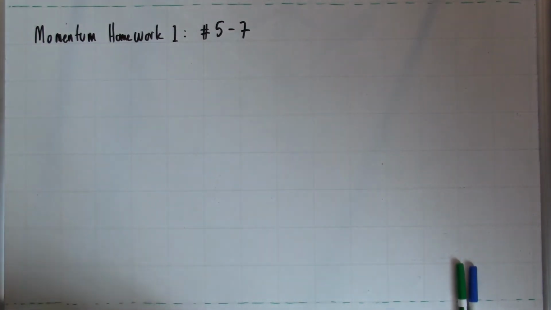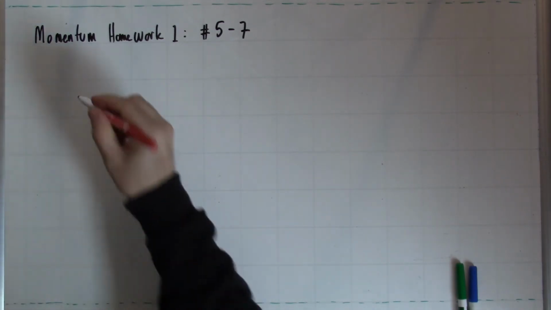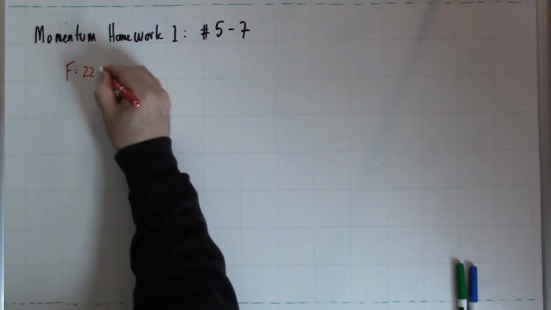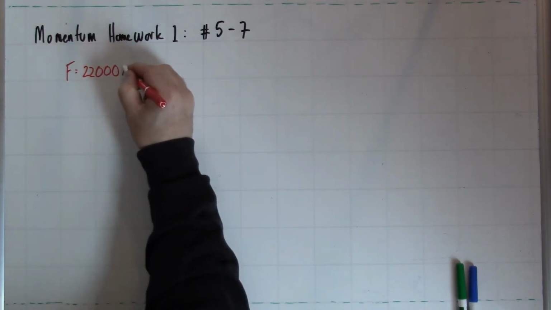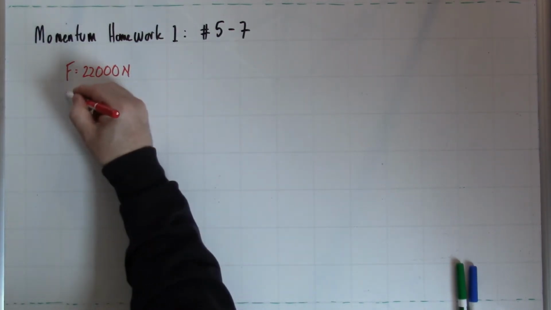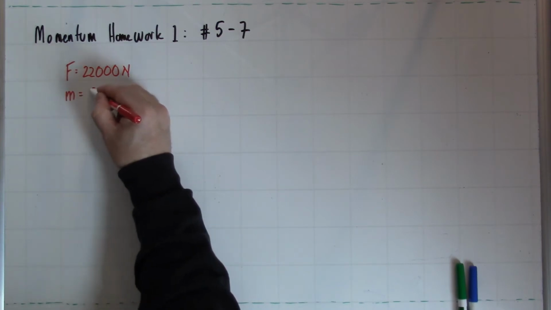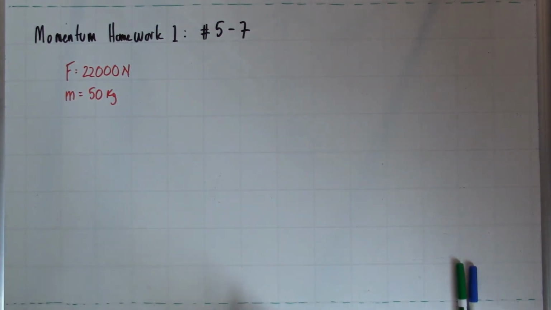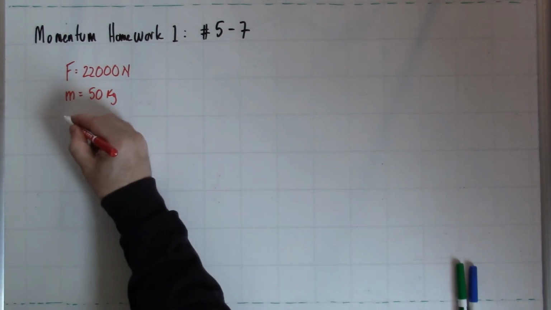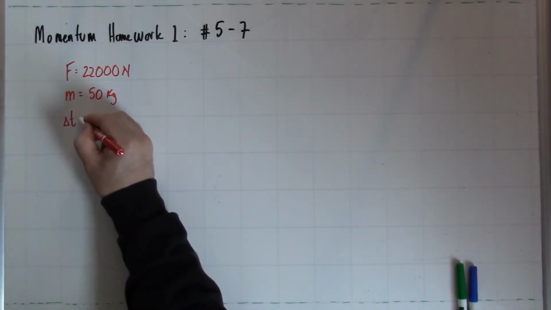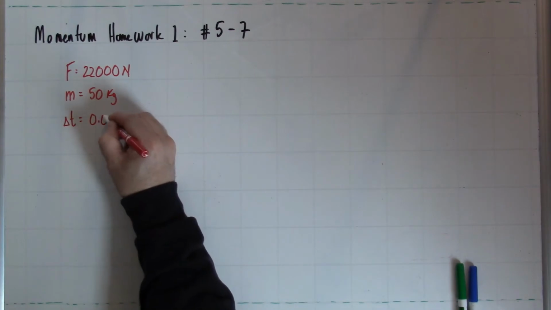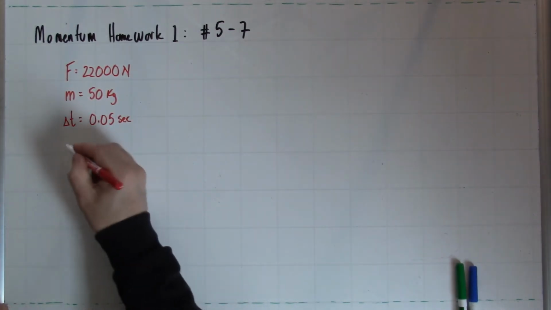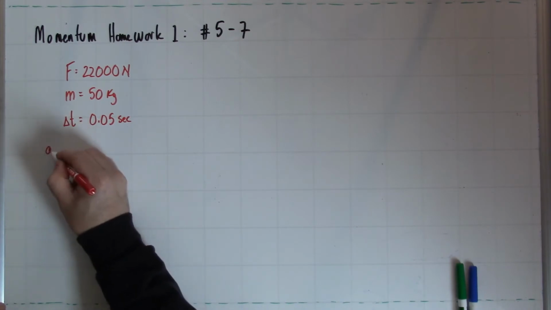So in this case, let's list what we know. So the maximum force is 22,000 newtons. The mass of the rock climber is again 50 kilograms. And the time that the force is applied is 0.05 seconds. So we want to calculate the impulse. So A says find the impulse.